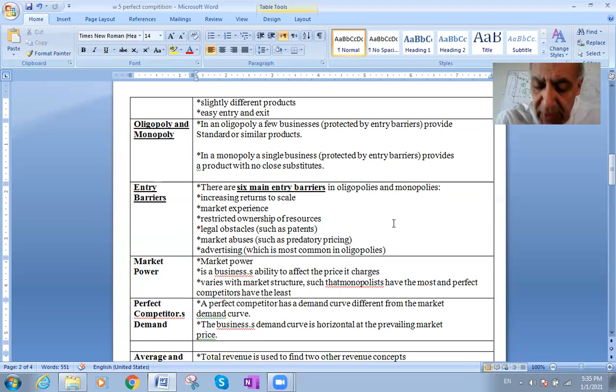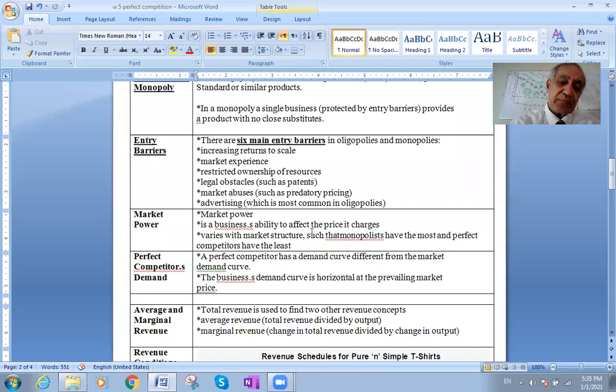Okay, after this, advertising. Advertising is the most common in oligopoly. In oligopoly, advertising is very well known. What about market power? Market power is the business's ability to affect the prices it charges. My own power to affect the price. I will say this item equals $10. I am the one who will set the price, affected by a decision of mine in pricing. So this we call market power.